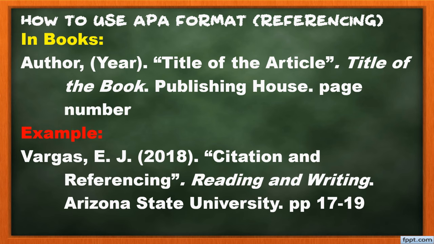Let's say, for example, there is no title of the information. You just use a book, and there was no title given. So you just omit the title of the article, and proceed with the title of the book, followed by the publishing house, and then the page number. So just follow the sequence of how you will arrange the entries in your bibliography.